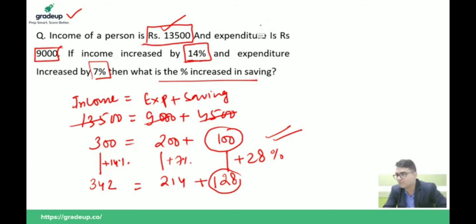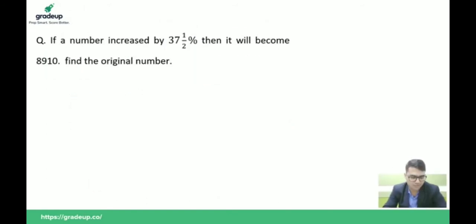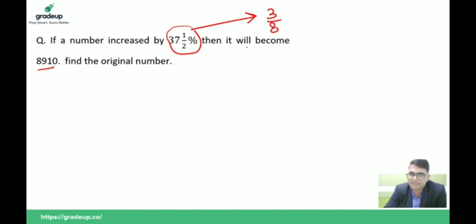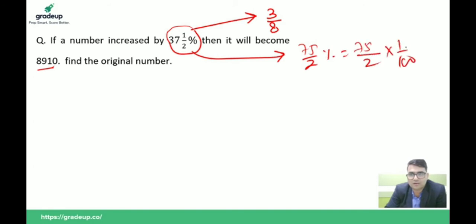Now let's move to the next question. Next question is this. Guys, listen. If a number increased by 37 1/2%, then it will become this. Find the original number. So guys, you already know I can write this as 3 by 8. Okay. Or I will tell you 37 1/2% is 75 by 2%. If I want to remove percentage from here, what I can do? So you have to learn these percentages, transformation in percentages.